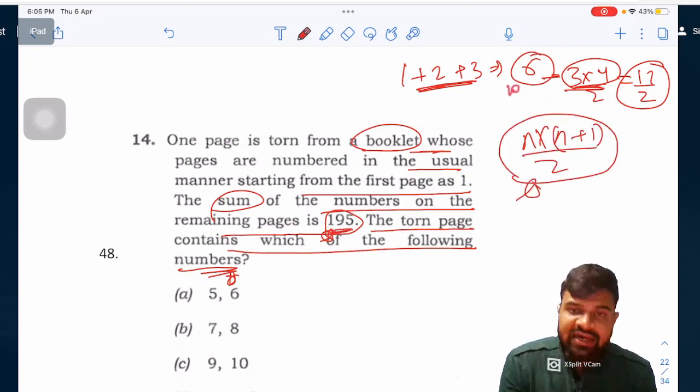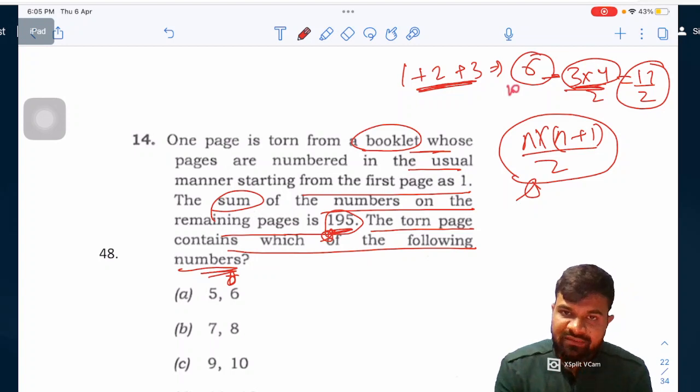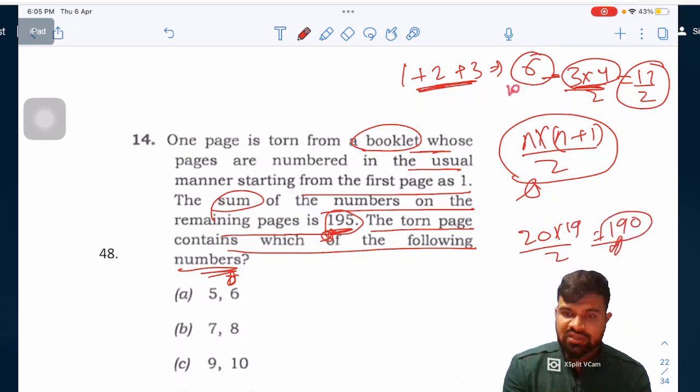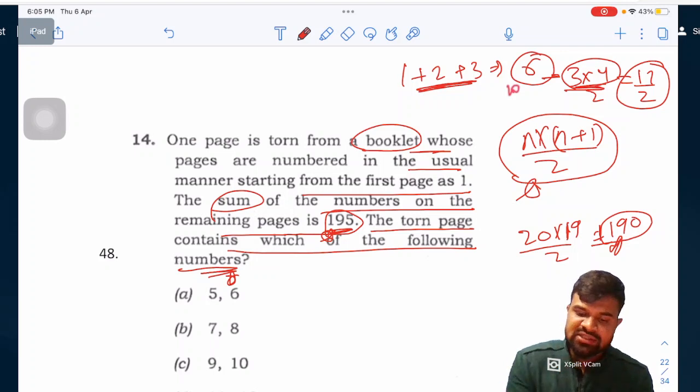Now the sum of remaining pages is 195. So when we try 20 into 19 by 2, we get 190. This cannot be the case, because after tearing two pages the sum should be 195, and this is less than 195. Then we will proceed for higher.